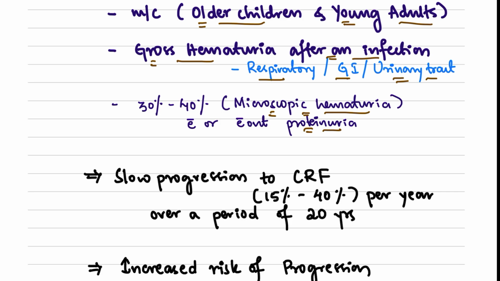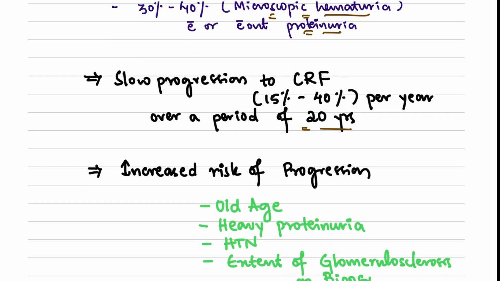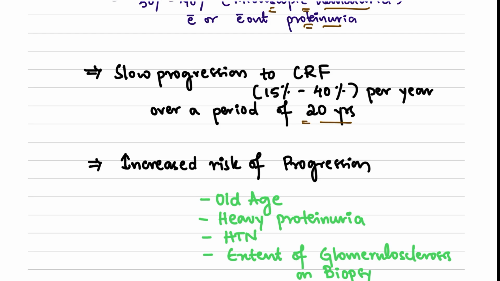Around 15 to 40% of the patients are slowly progressing towards chronic renal failure or chronic kidney disease, and this happens over a period of 10 to 20 years. And what are the increased risks of progression? Increased risk of progression of IgA nephropathy is seen with old age, patients who have heavy proteinuria, people who are hypertensive, as well as if there is a large extent of glomerular sclerosis on biopsy of the kidney. So these are the four risk factors which will lead to increased risk of progression.